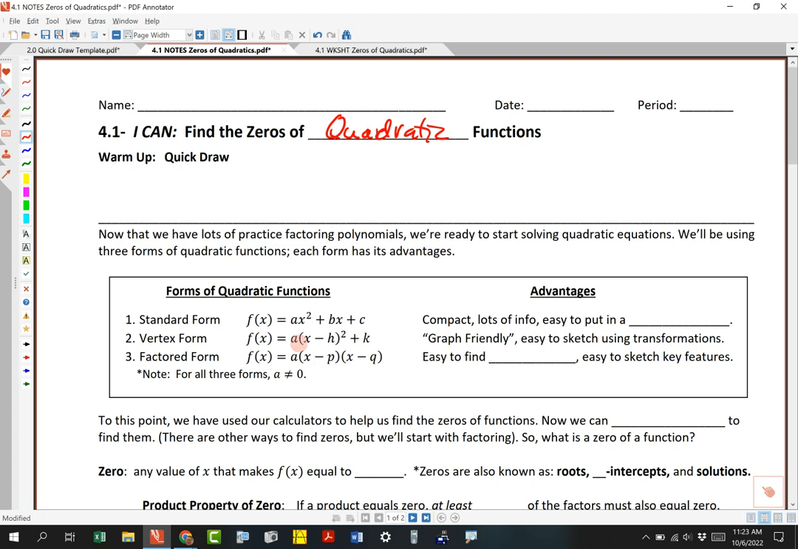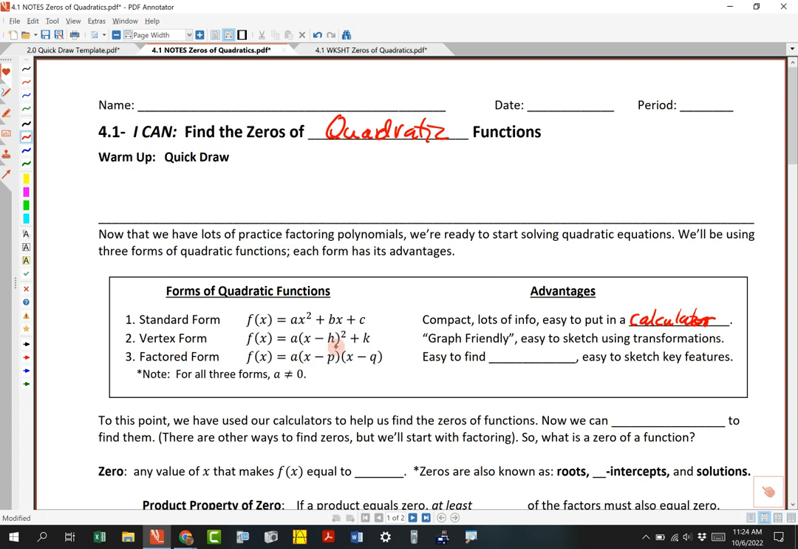So each one of these is a quadratic, and each one of them emphasizes different things, and they've got different advantages. This is what we call standard form of a quadratic. The advantages here are it's nice and compact. We just write it out really quickly like this. It's got lots of information, and it's also easy to put into a calculator. That's one of the huge advantages right there. So much information just in each one of those coefficients and the constant.